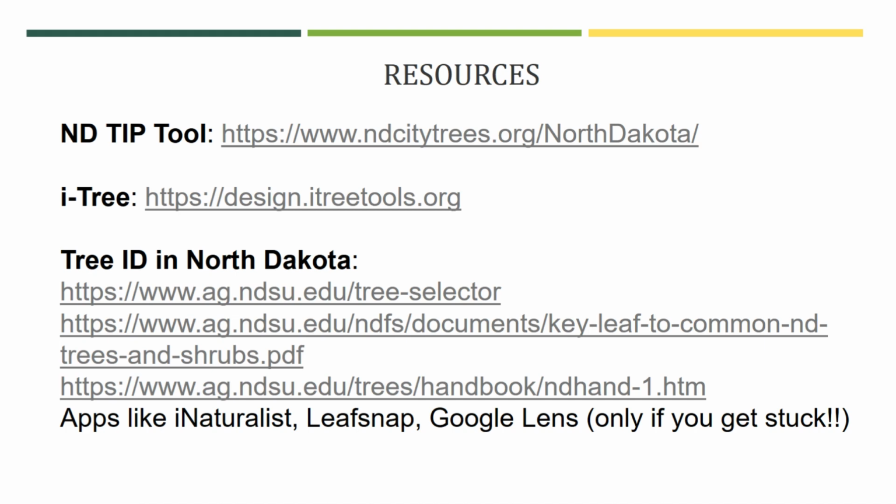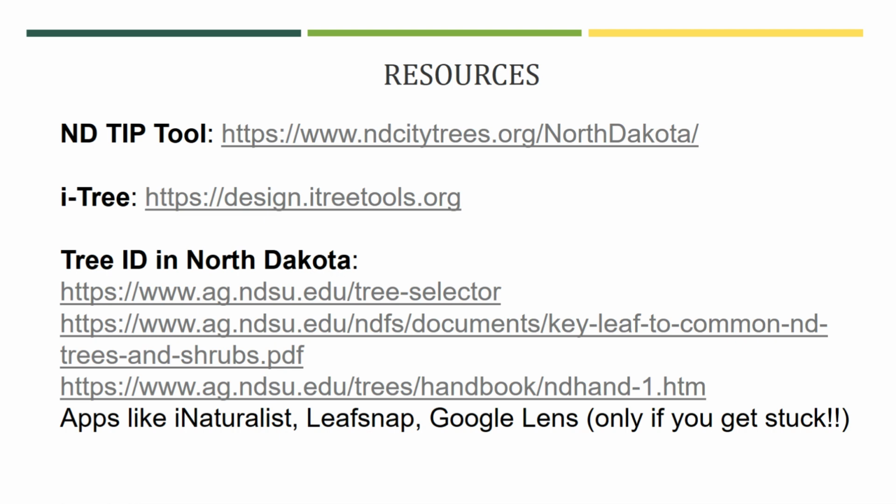And then I listed some resources for Tree ID in North Dakota. The Tree Selector tool from NDSU is a really great one. It highlights a lot of really common tree species, more in that urban and community forestry realm. I have our key to common North Dakota trees and shrubs. That is a dichotomous key that we often use, especially when prepping for the competition. And then the North Dakota Tree Handbook is that third link listed there. That one has a lot of really good information if you like to read.